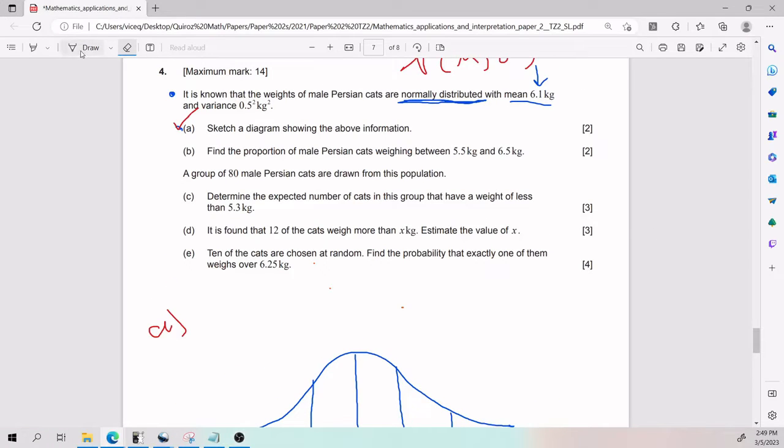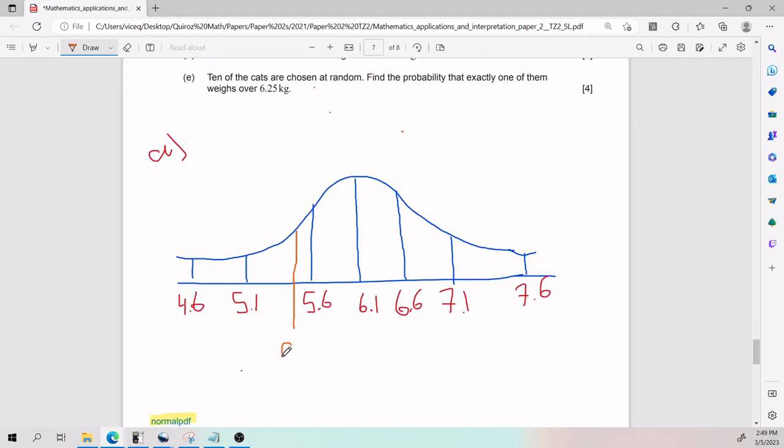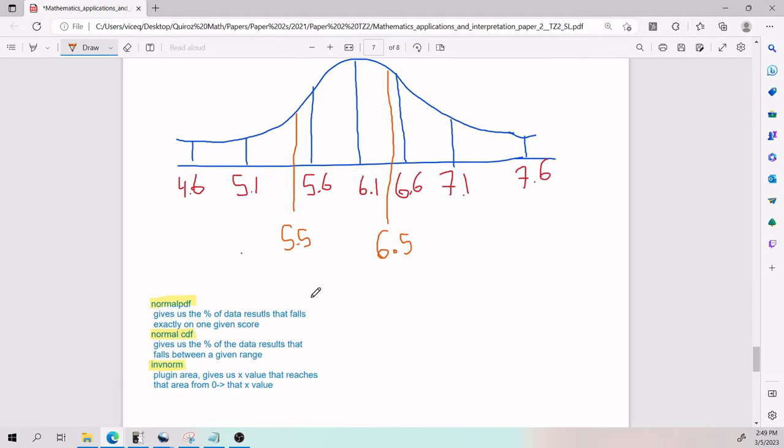All right, and now for part B, we need to find the proportion of male Persian cats weighing between 5.5 and 6.5. So between 5.5 would be this guy here, and this guy here, 6.5. All right, so as I said earlier, these are 3 tools. You can take a quick glance and already tell me which ones we have to use.